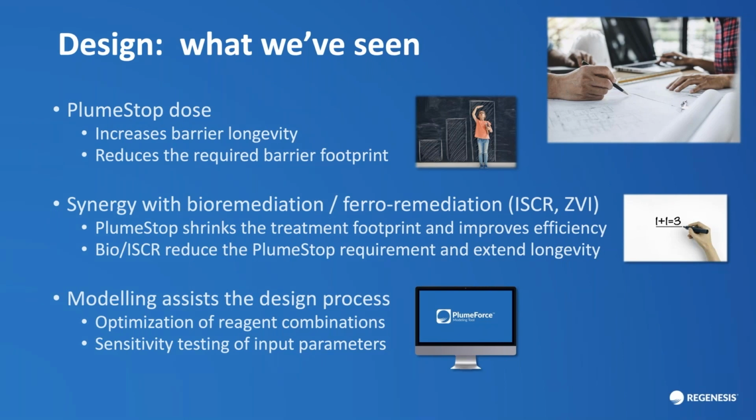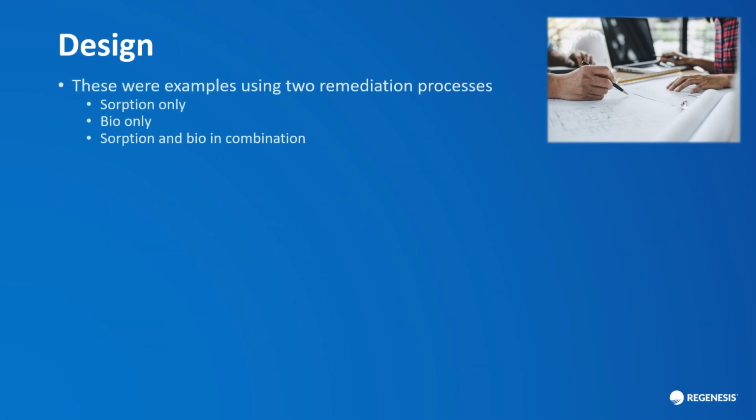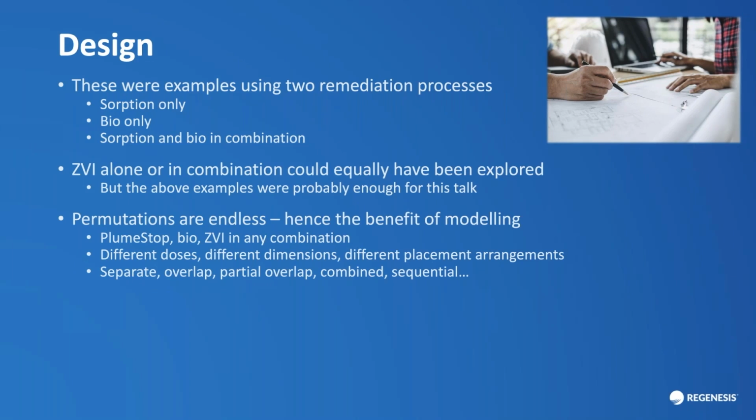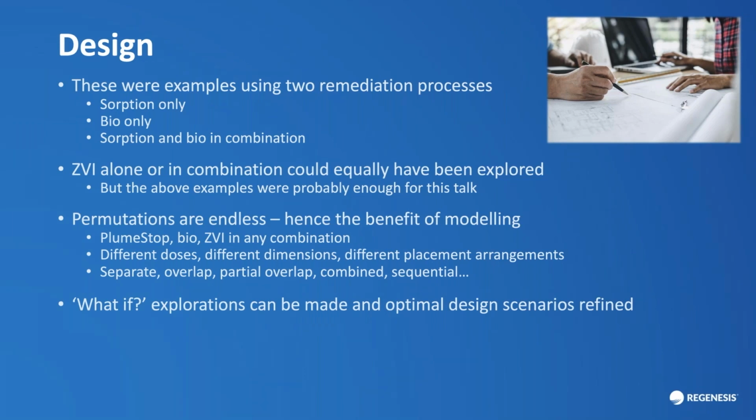So these were examples using just two processes, sorption and bio, and sorption and bio in combination. As I mentioned, zero-valent iron alone or in combination could equally have been explored. What we did, I think, was enough for this talk. The permutations, as you might have fathomed, are endless, hence the benefit of modeling. PlumeStop, bio, ZVI, any combination, different doses, dimensions, placement arrangements, separate, overlapping, partially overlapping, combined, put in at different times, all of it can be modeled. This enables what-if scenarios to be explored and optimal design scenarios to be refined.